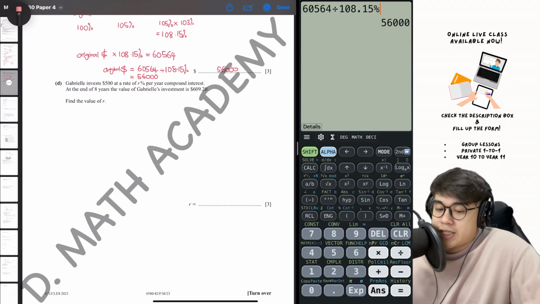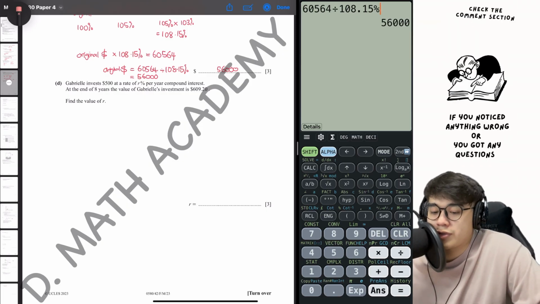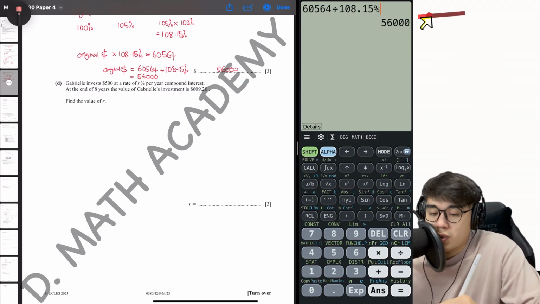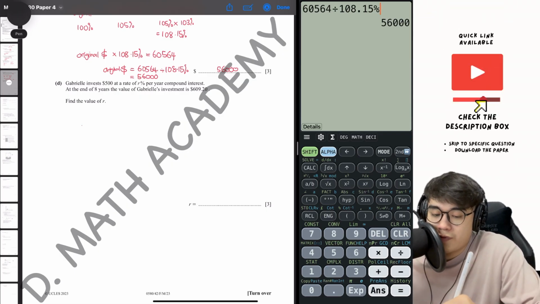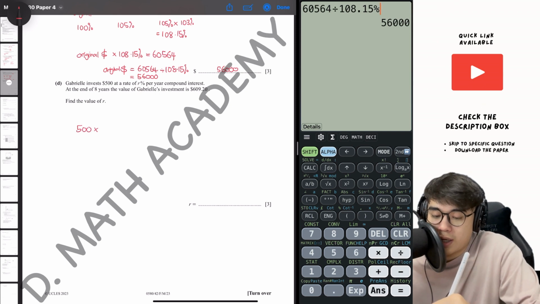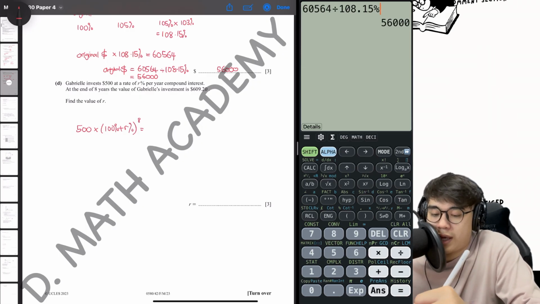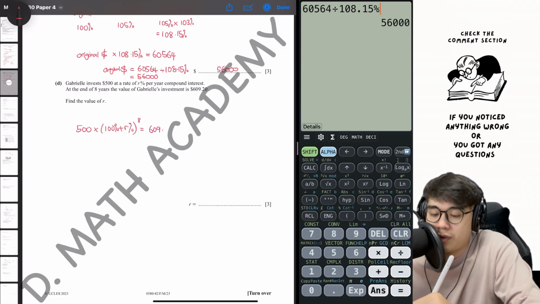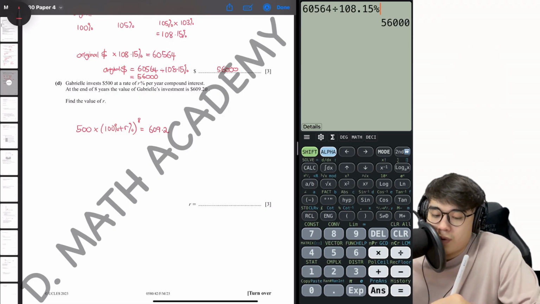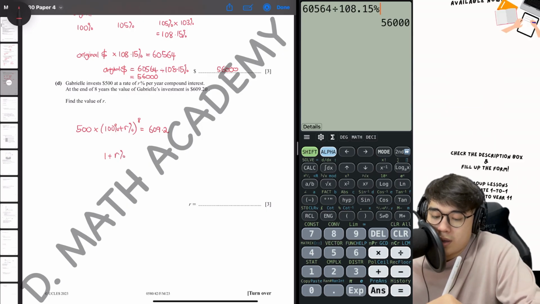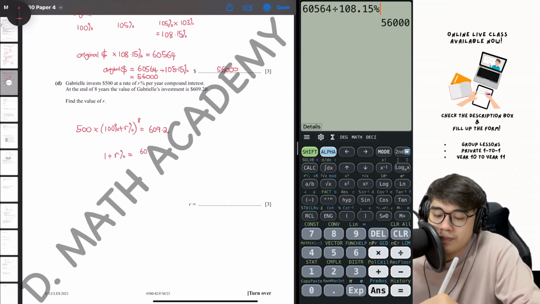Gabriela invested 500 at a rate of R% per year compound interest. So this time around, I'm going to use the formula that I like. So I know it's 100% plus R%, to the power of 8, equals 609.2. For me, 100% is actually 1. And I skip the working a little.